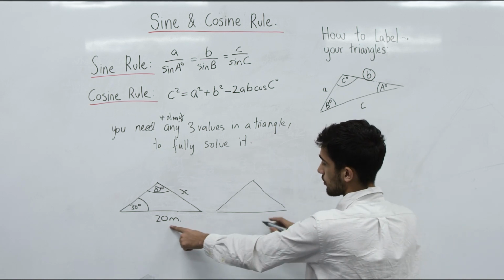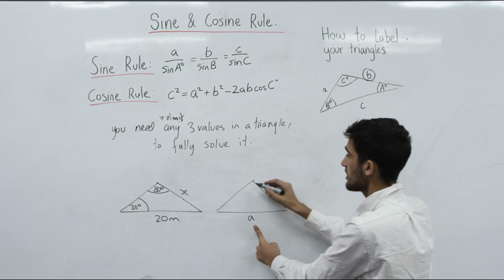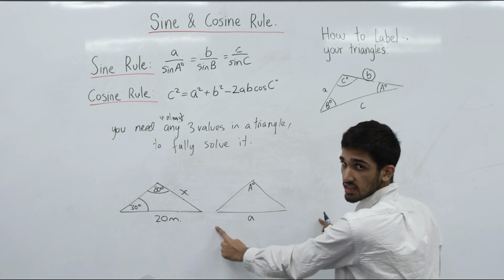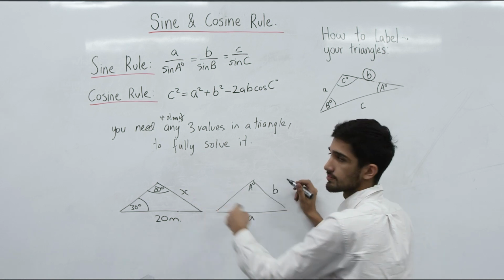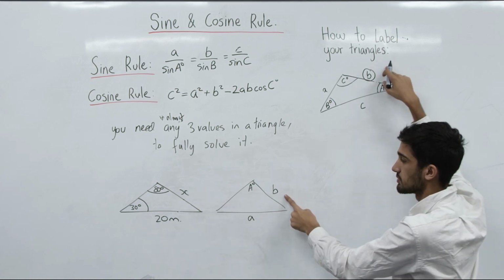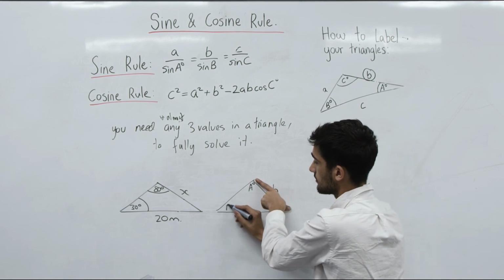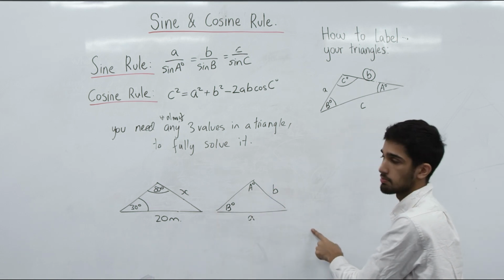So I'm going to call 20 A, and remember, if we call this the side A, then the angle A has to be the angle that opens to give us the side A. Now I'm going to call X B. Doesn't matter what we call X, I can call it B because I'm trying to represent it using A's, B's, and C's. And if we're calling X B, then this angle here is the angle B because it opens up to give us the side B.